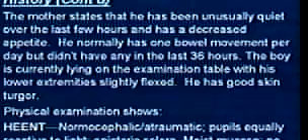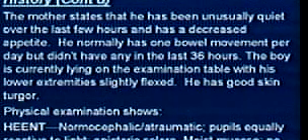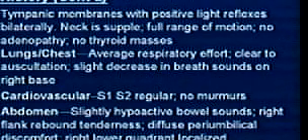The boy is currently lying on the examination table with his lower extremities slightly flexed. He seems to have good skin turgor, so no evidence of dehydration as yet. The physical exam shows that he has a normal cephalic atraumatic head. His pupils are equally reactive to light. His sclera are anicteric. He has moist mucosa, and he has no exudates. His tympanic membranes have a positive light reflex bilaterally. His neck appears to be supple. He has full range of motion of his neck, no adenopathy, and no thyroid masses.